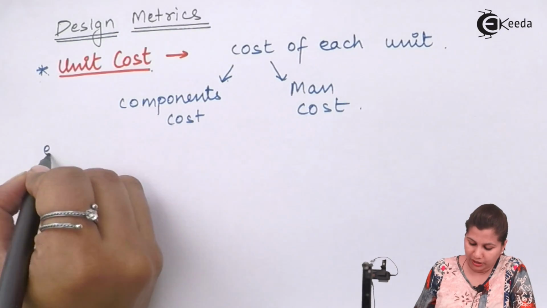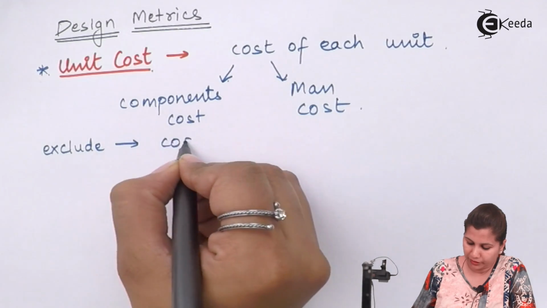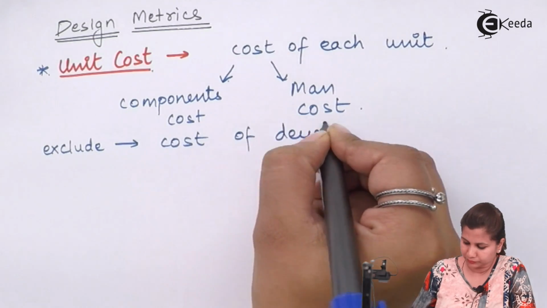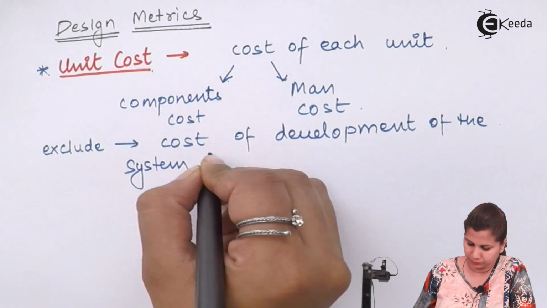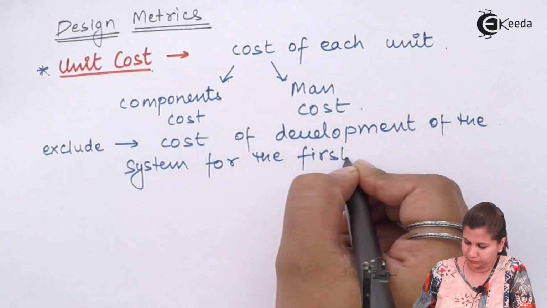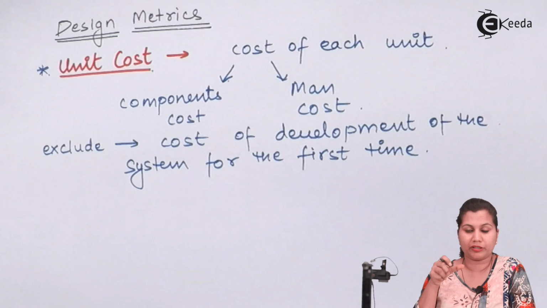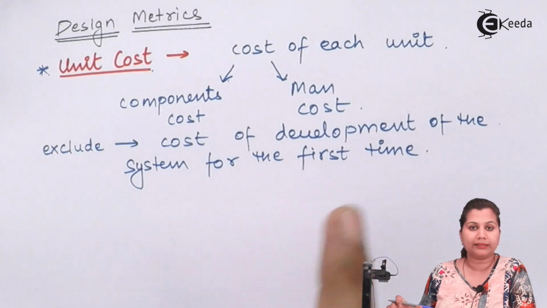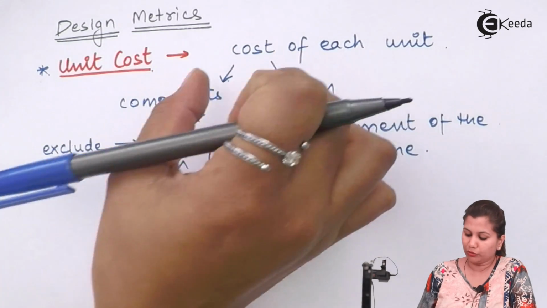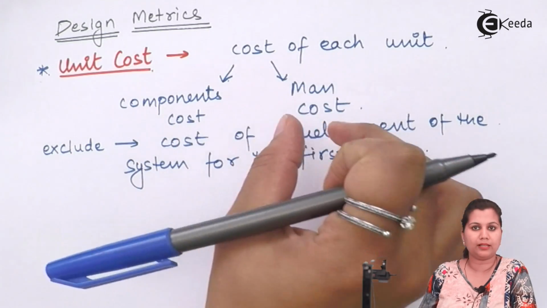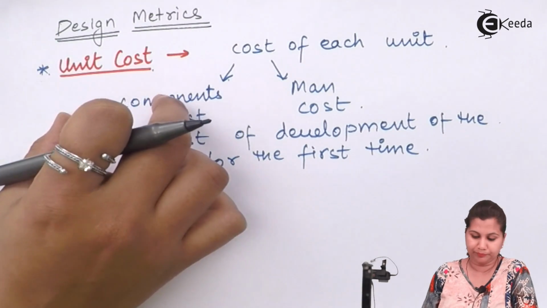Now in this we are excluding the cost of development. The first time when the system is being designed, at that first time the cost of development is excluded in this unit cost. So unit cost will include only the components cost plus the man cost. Okay, so this is the first design metric.